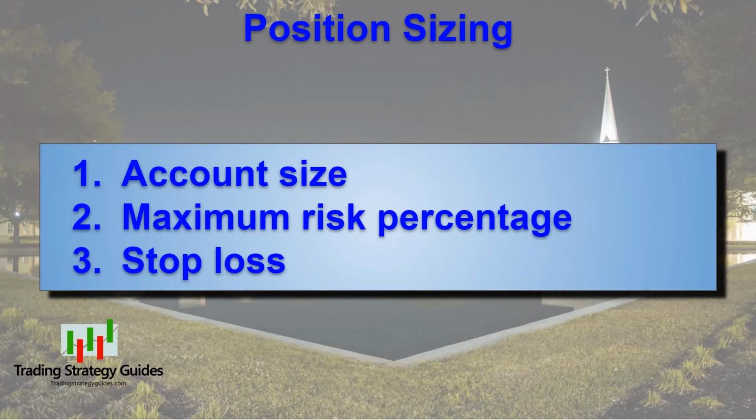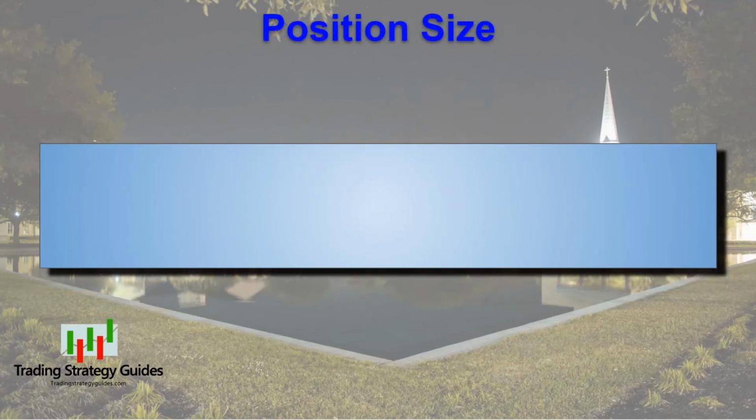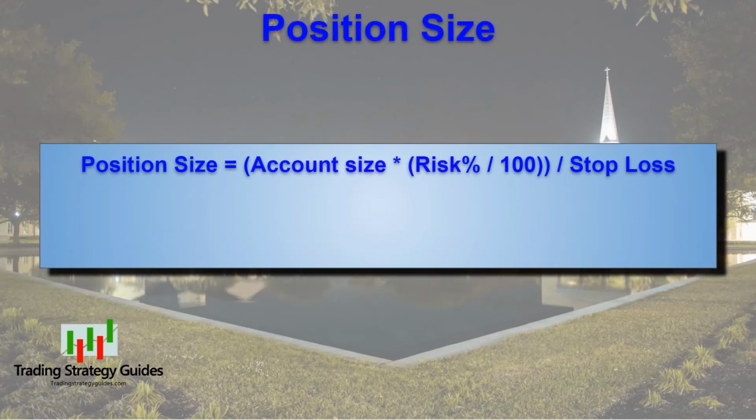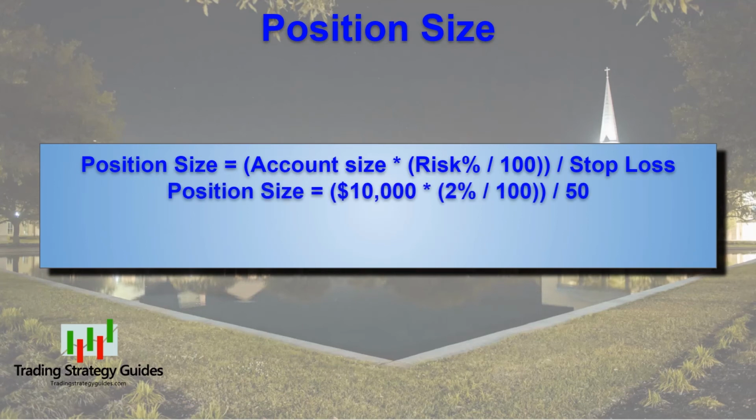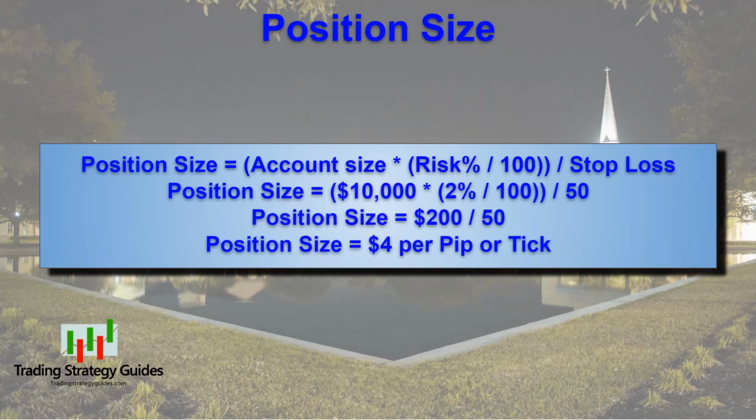For the purpose of this example, we're going to operate a fictional account size of $10,000. Let's say that our risk tolerance is 2% per trade, and based on our analysis, we figure out that we need a 50 pip stop loss. The basic formula for calculating your position size is this right here. In our case, the position size would be 4 mini lots. You see, that was easy.